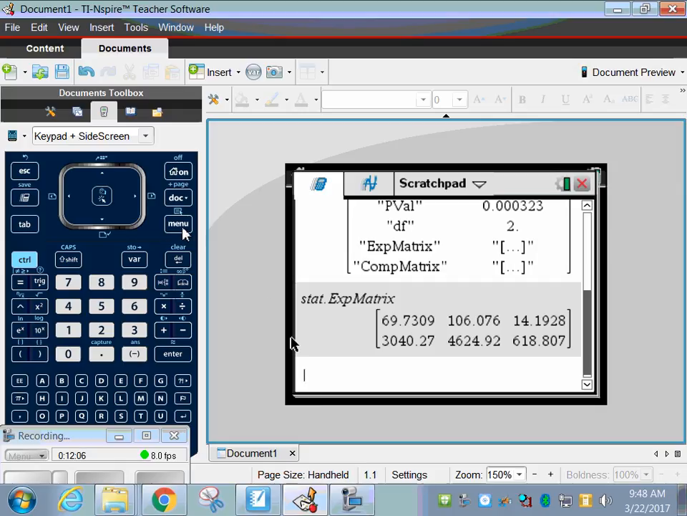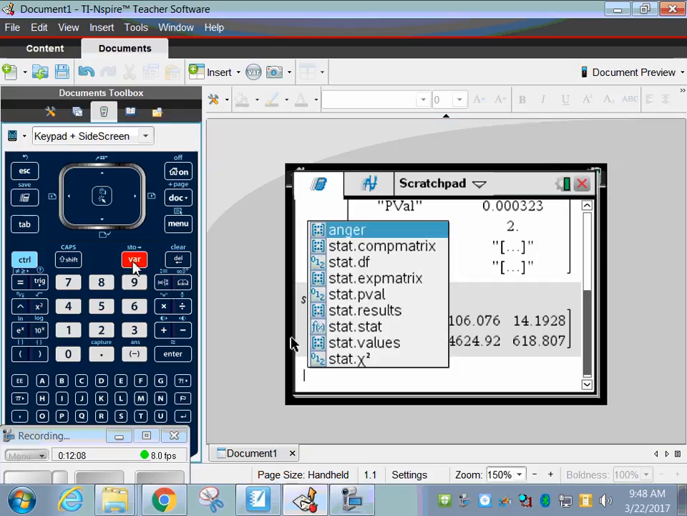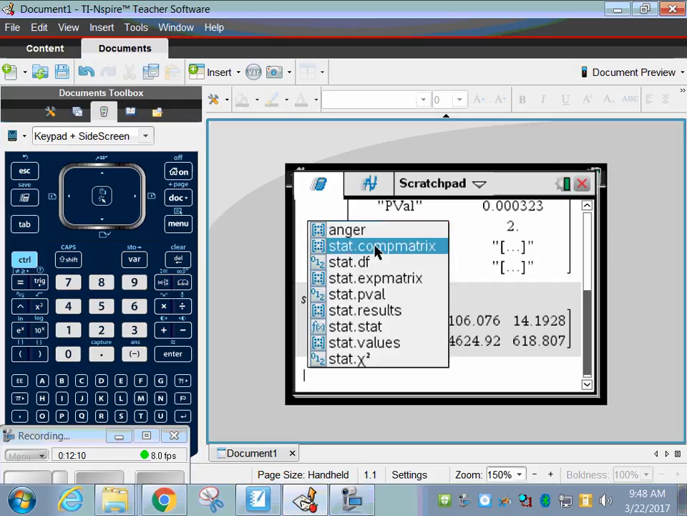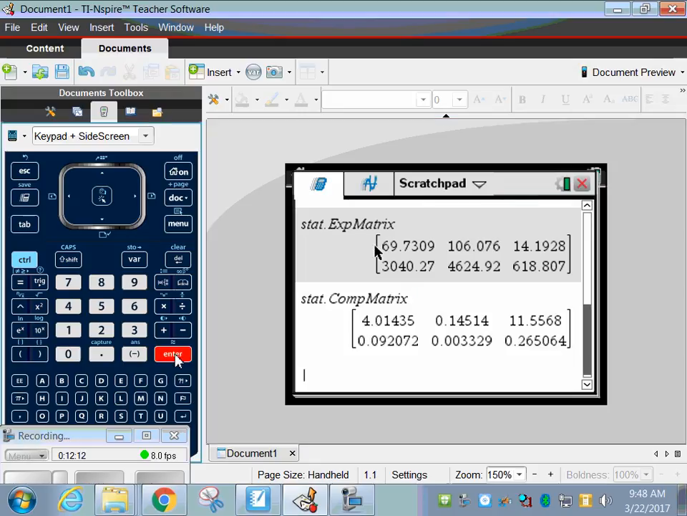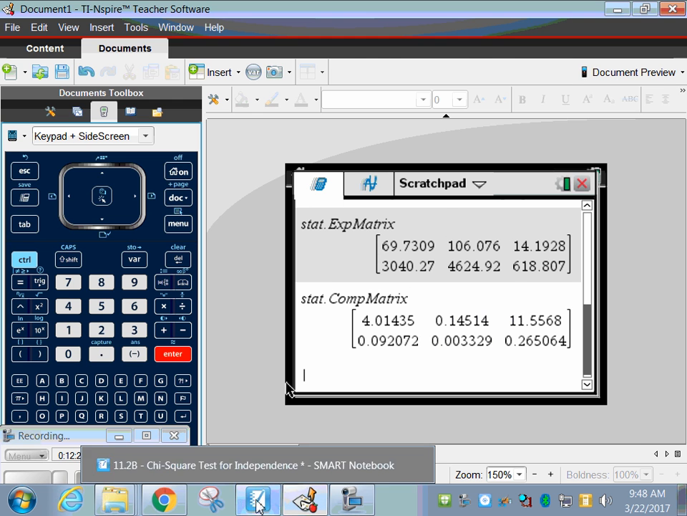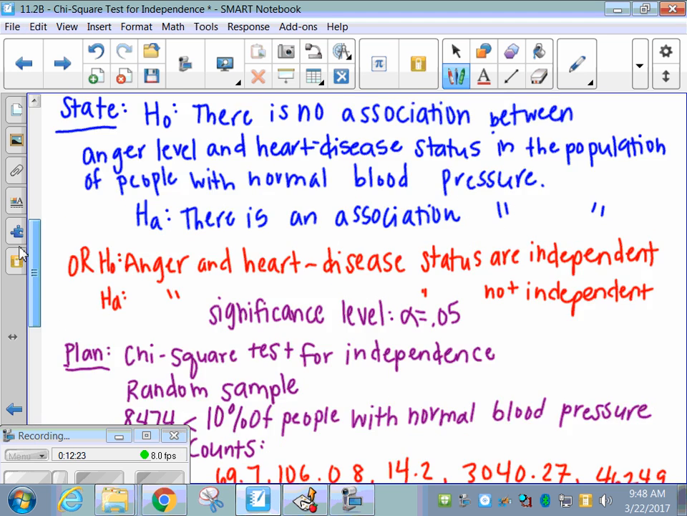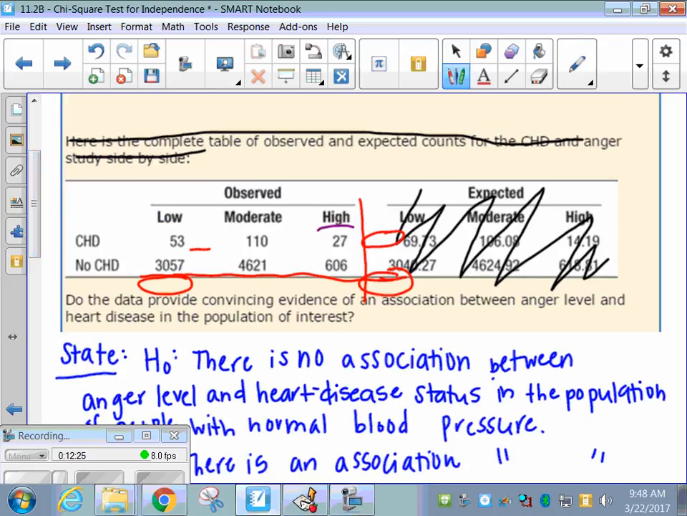So if you go to VARS again, VARS, the component matrix, and press enter, the one with the biggest number made the biggest difference. And you want to figure out which one that is. So go back to your table. And that was in this spot right here, right? Yes. Okay. I thought it was one below. So those people made the biggest difference, those high anger people with heart disease problems.